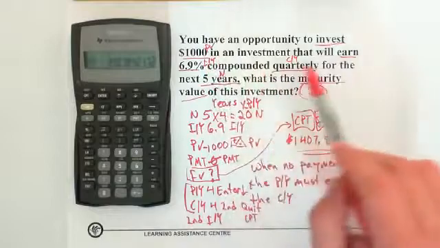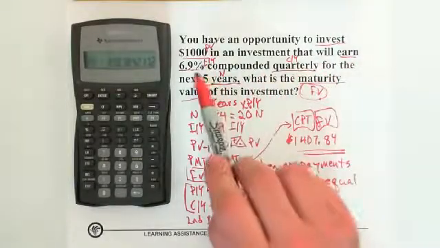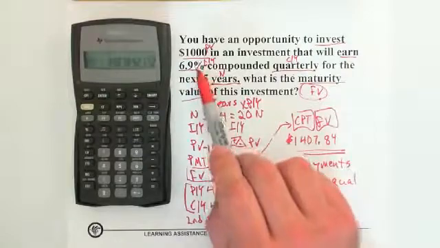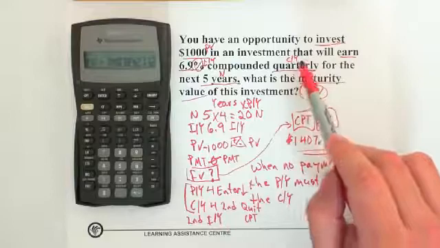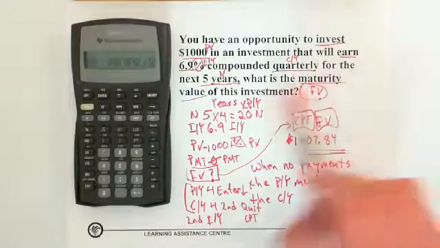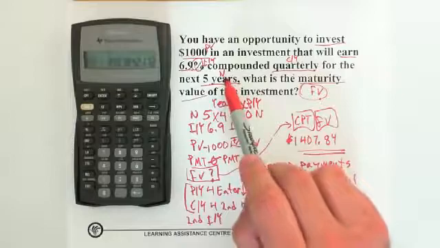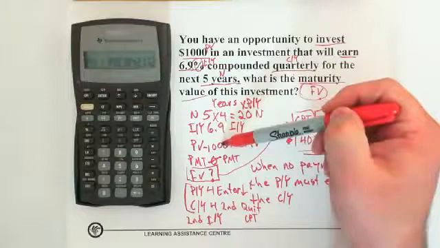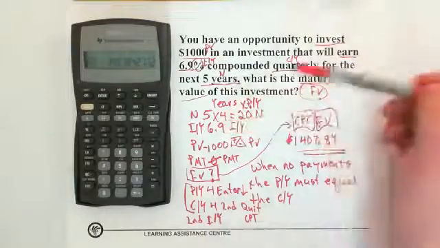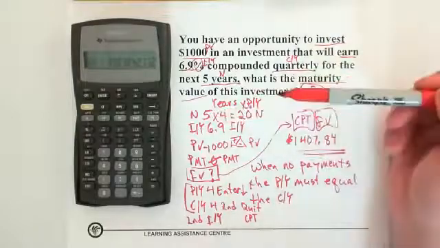And then it told us it will earn 6.9% compounded quarterly. So the 6.9, that was our percent, so that's our IY. And then quarterly, that's our CY. And then for the next 5 years, so 5 years will be used to figure out our N. So then we just brought the numbers down. So we brought PV down to 1,000, IY 6.9, quarterly down to the CY, 5 years for the N.